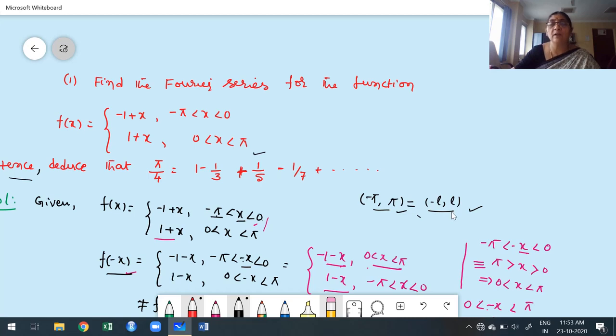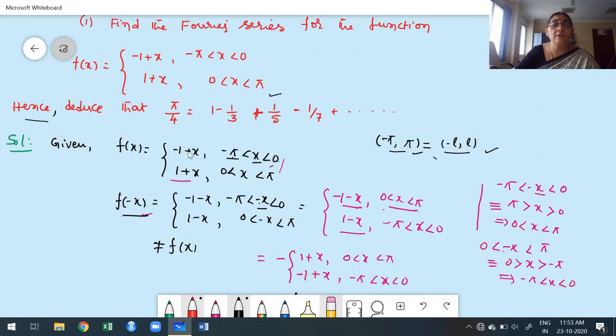Then we have another step: go for even or odd. What I did was replace x by minus x. Wherever we have x in the splitting function, I have to replace it by minus x. If you want to verify whether it is equal to f of x or minus f of x, first you replace x by minus x. The interval, which is based on minus x, you change to plus x using the basic concept of inequality. After you convert that, you verify it.